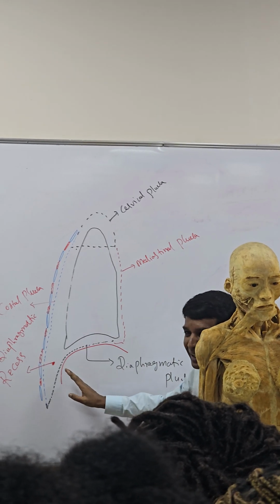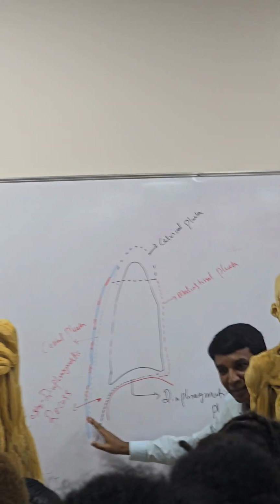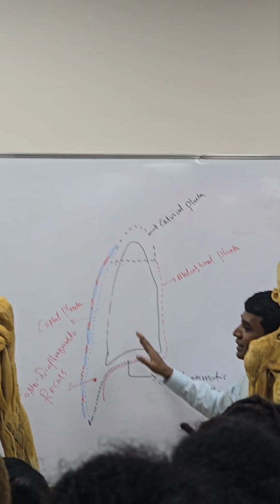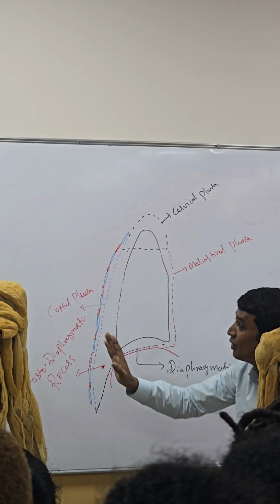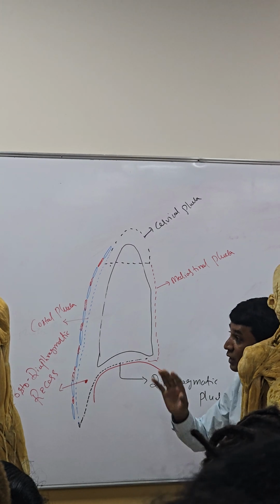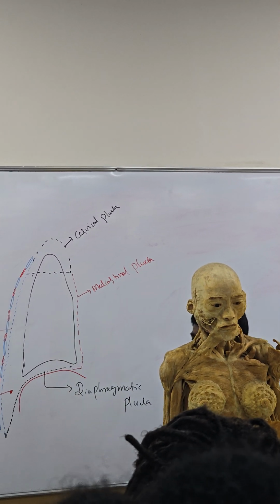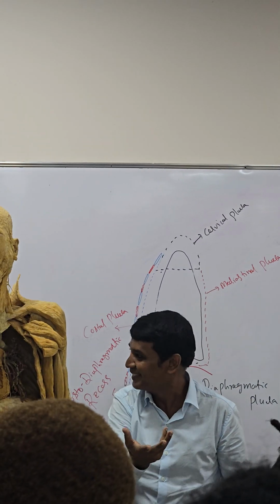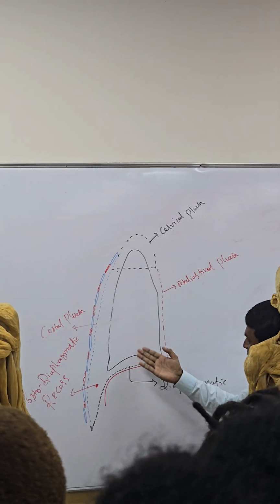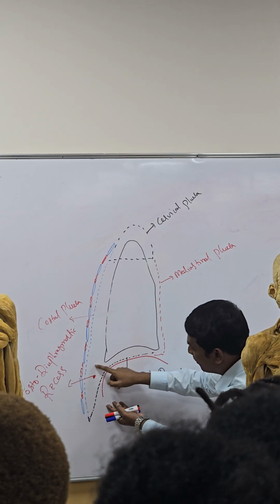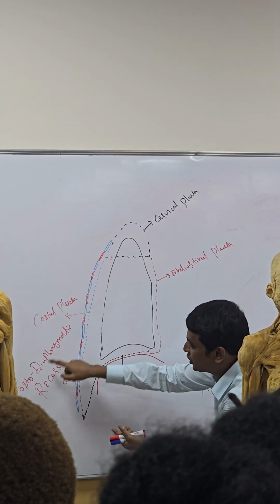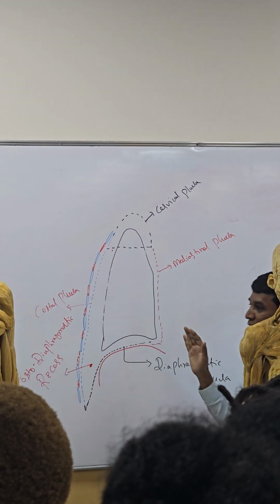See here, it's a space between the pleura which is not occupied by the lungs during normal quiet breathing. You can ask me, sir, if I take a deep breath, what happens to this space? Definitely, the lung will occupy it. The lung expands and completely this costodiaphragmatic recess disappears.